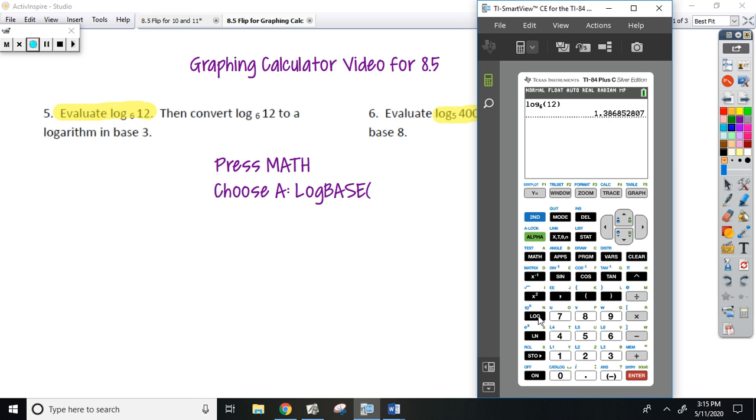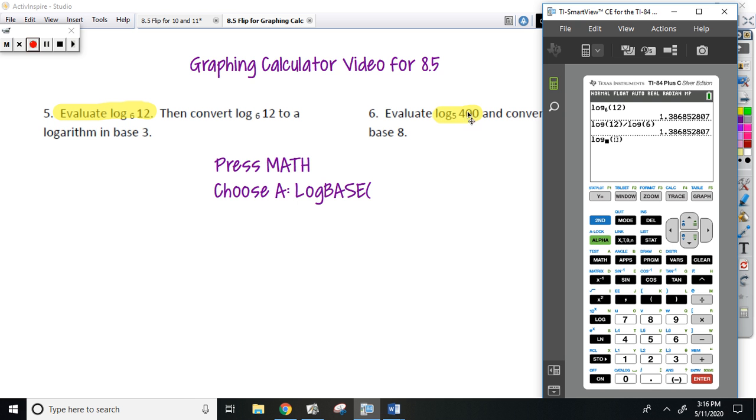Now, this is the same as doing the change of base formula, which is log of 12 divided by log of 6, and I'll show you how we get the same answer. But instead of having to type that out, you can use, again, your math button, log base. And for example, log base 5 of 400.